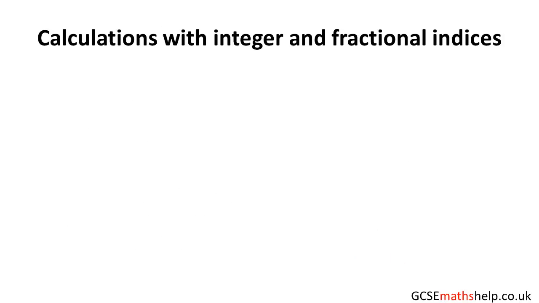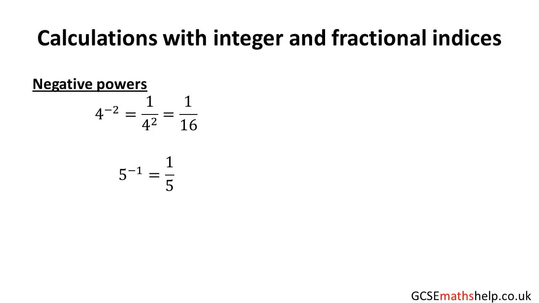Let's now look at integer and fractional indices. So let's look at the negative powers first. If we have 4 to the minus 2, you can think of the minus as just saying 1 over, so it's giving you a reciprocal of the rest of it. So that's 1 over 4 squared, so that's 1/16. 5 to the minus 1 could be written as 1 over 5 to the power of 1, but we don't need the 1 in there because 5 to the 1 is just 5.